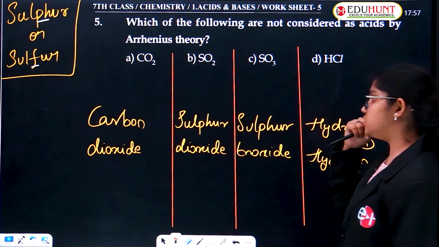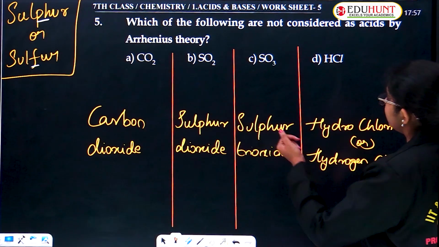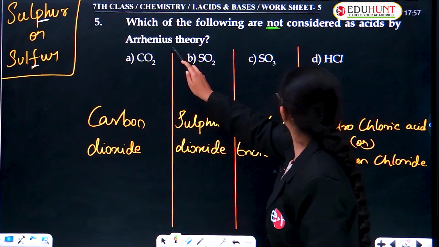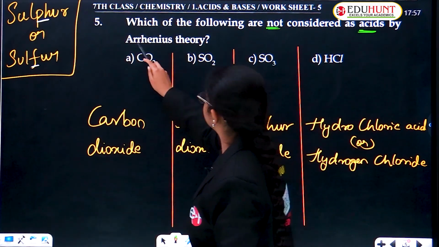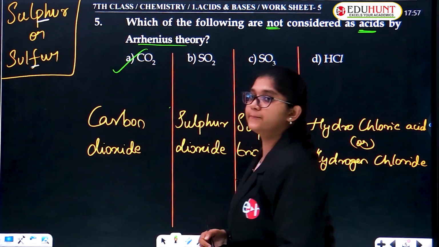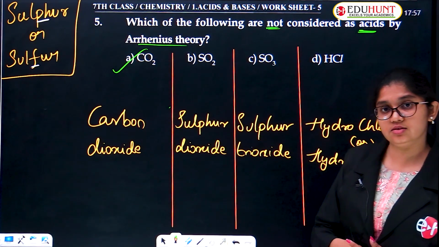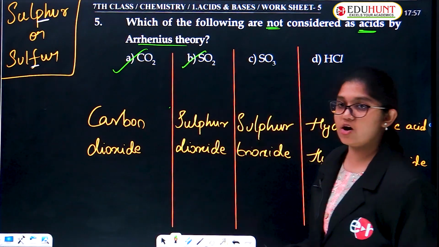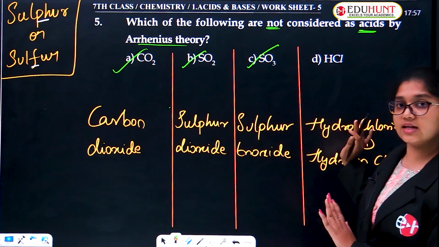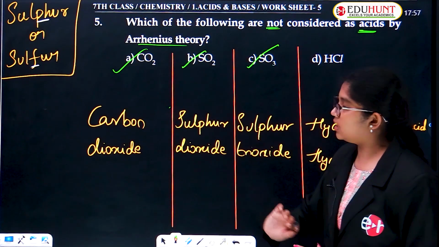Okay. So here it is given, according to Arrhenius theory, what are not considered as Arrhenius acids? Very good. Carbon dioxide. Only carbon dioxide? You didn't find anything else in this particular question, children? Very good. Sulfur dioxide also. Sulfur trioxide. What about D? It is an acid regarding Arrhenius acid. Yes. But these are not considered as Arrhenius acids.